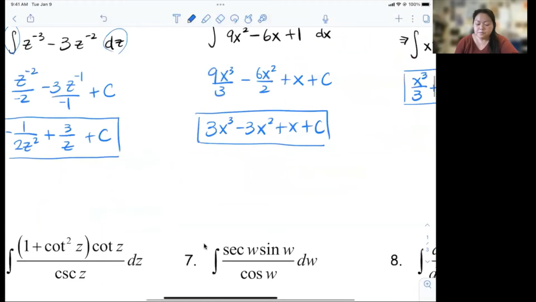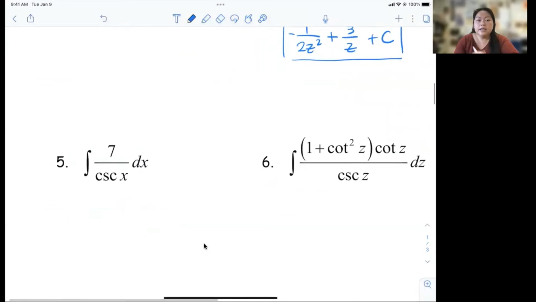Okay. All right, let's take a look at trig functions. So for trig functions, it's actually a little bit trickier because you want to see if you can clean it up first before you do anything with it. So first thing I recommend is anytime you have a coefficient like the 7 here, I would move the 7 outside. So you have a coefficient here, 1 over cosecant x dx.